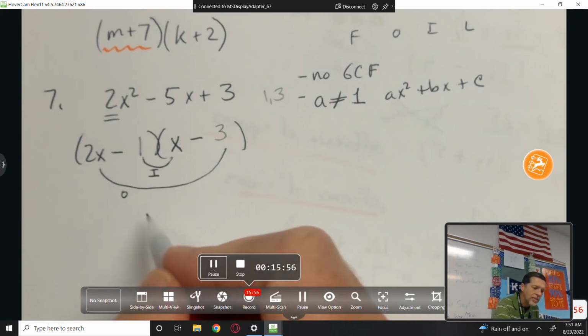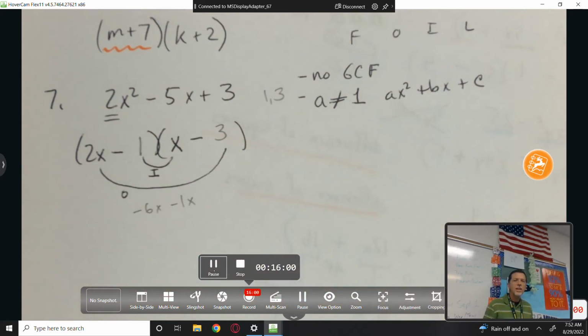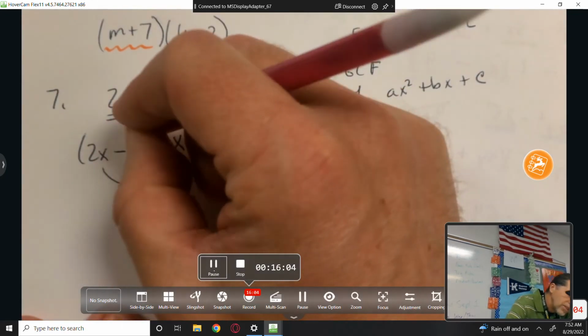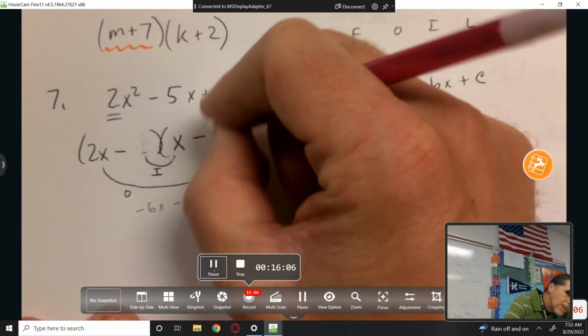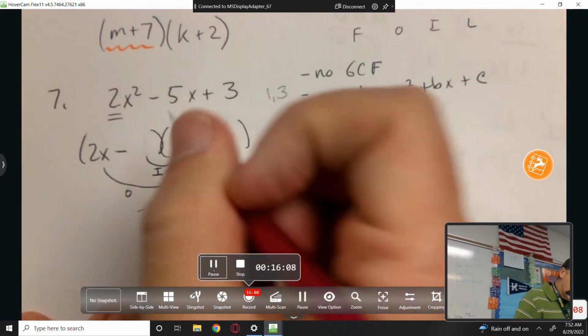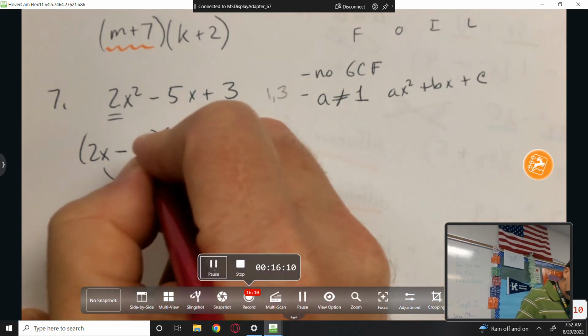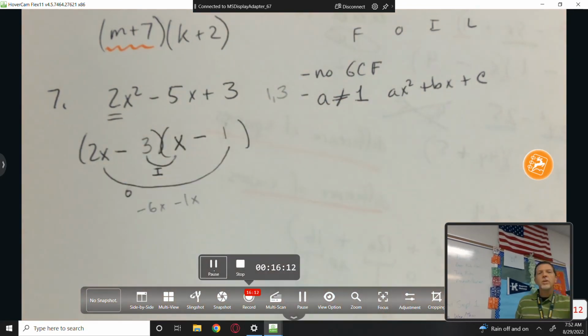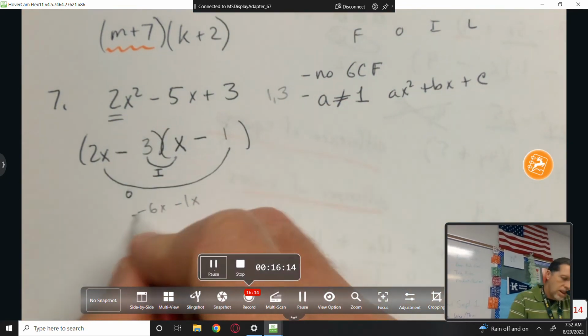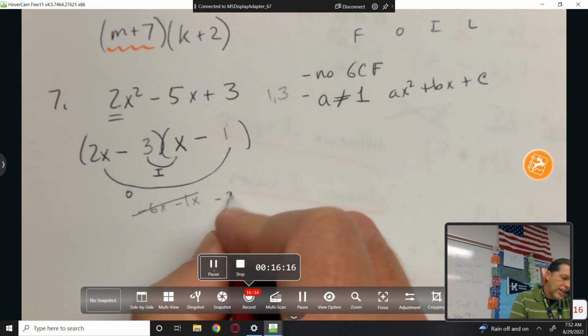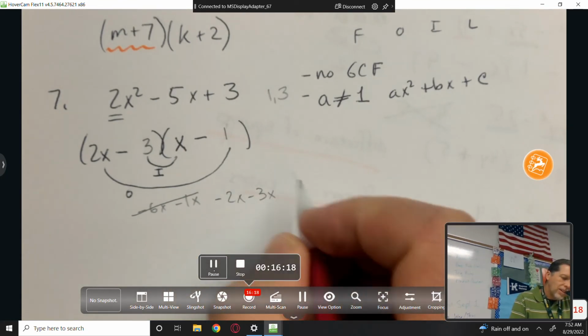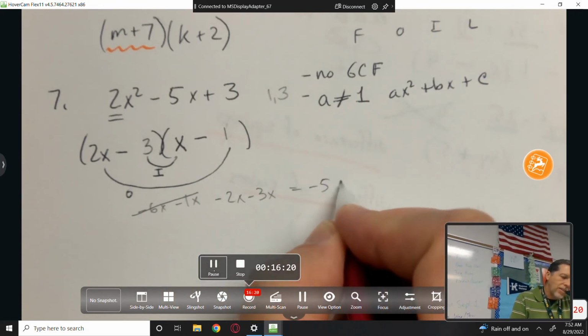So outside, that would be -6x minus 1x. That would not be it. So let's switch the 1 and the 3, that way the 1 is across from the 2. And now we've got -2x minus 3x. That equals -5x. That's what we were looking for.